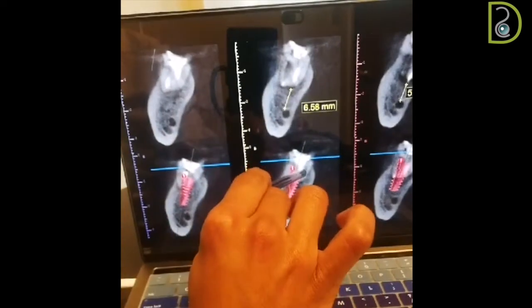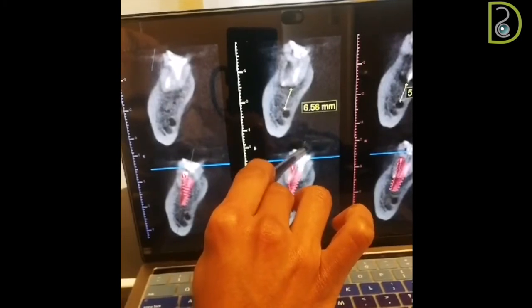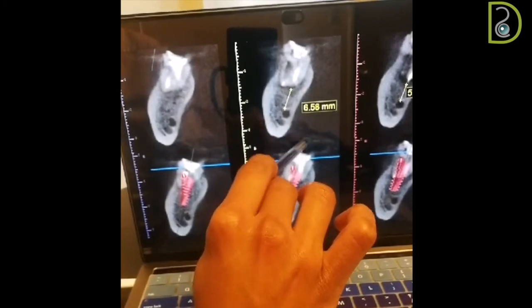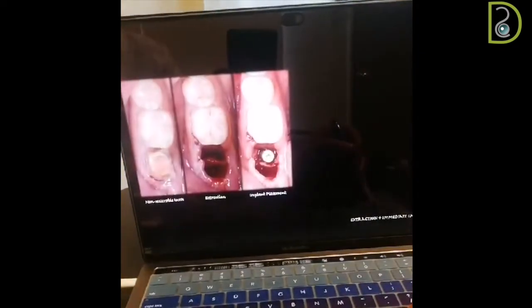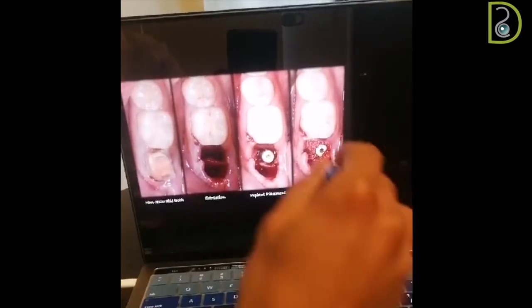They asked me to submerge the implant around 3 millimeters, so they can end up with at least 6 millimeters of interocclusal distance by the end. So this is exactly what I did in this case. I submerged the implant 3 millimeters. I grafted the site.